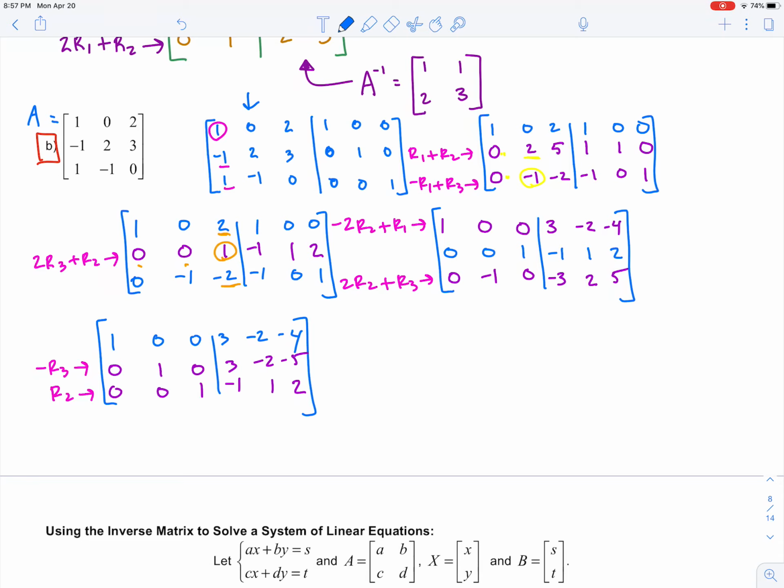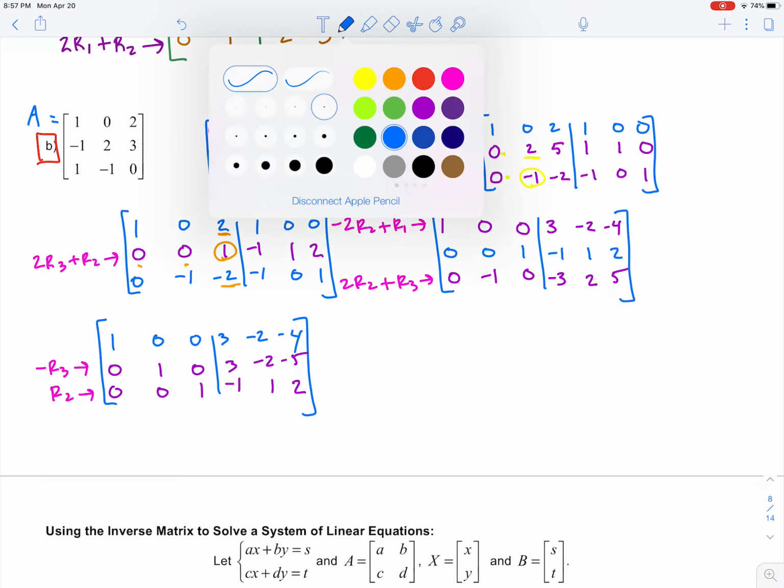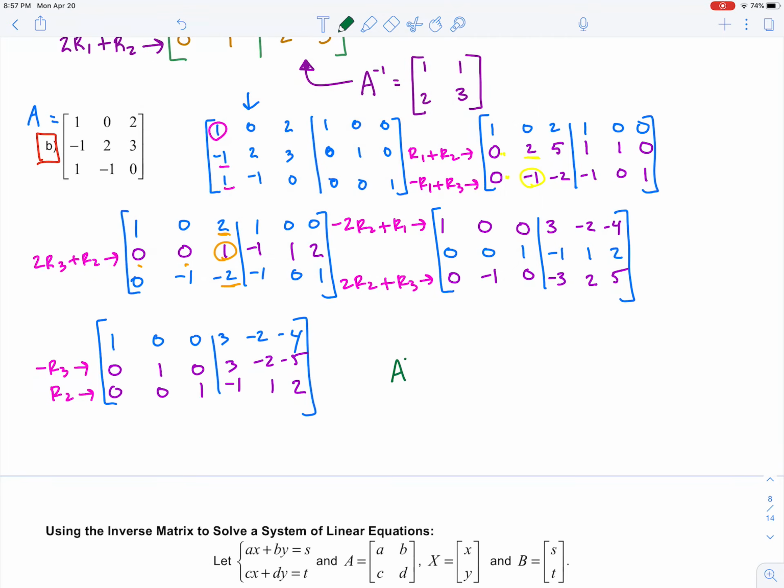Okay, so on the left-hand side, I'm seeing those 1s and 0s. It looks like the identity matrix. So that means we're done. And then what's left in the 3 by 3 on the right-hand side is A inverse. So let's go ahead and write it down. It asks us to find the inverse matrix, so our answer should be a 3 by 3 matrix. So we're making sure that we're actually answering the question. Okay, and there it is.